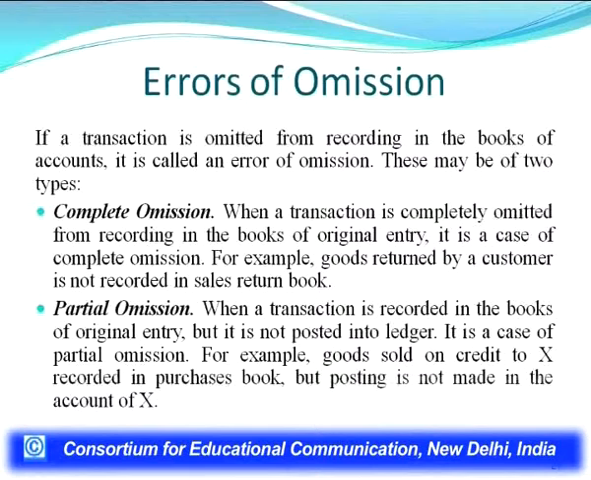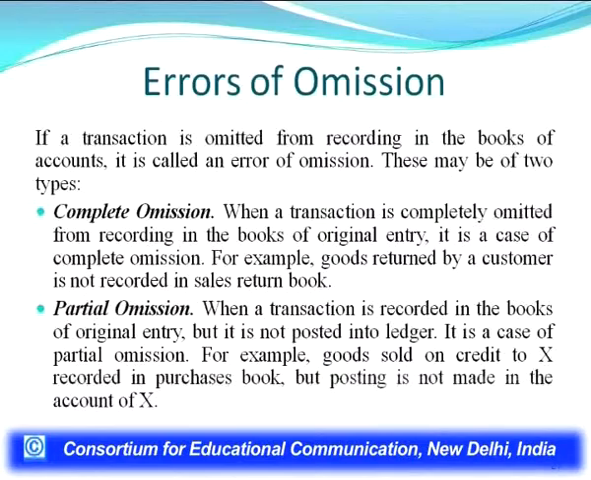Just for example, a customer has returned the goods and it has not been recorded in the sales return book, while the goods have been included in the stock. So, it is a complete omission. In routine life, many such errors happen. Then partial omission. Partial omission is basically related to the second step in the accounting process, while making postings into the ledger. We know that when we pass a journal entry, just for example, cash received from Ram.